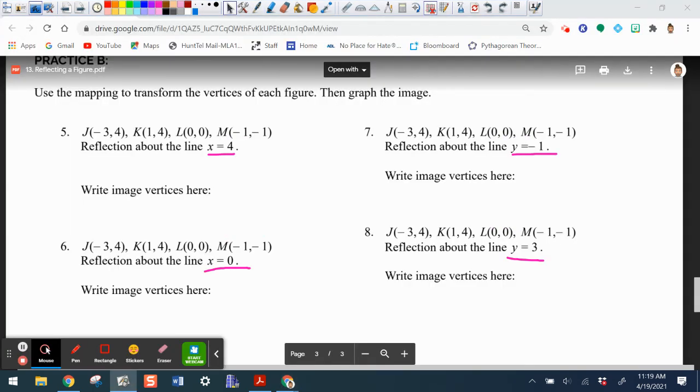So that is the end. Of course, put the image vertices on the actual paper here, and hopefully that helped your understanding of how to perform reflections on the coordinate plane.